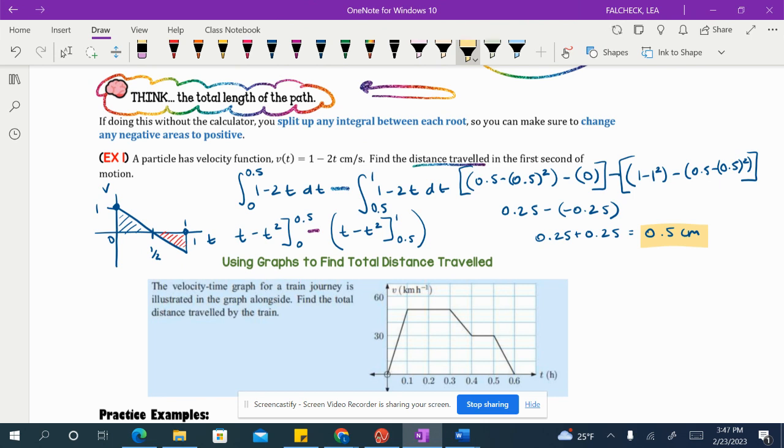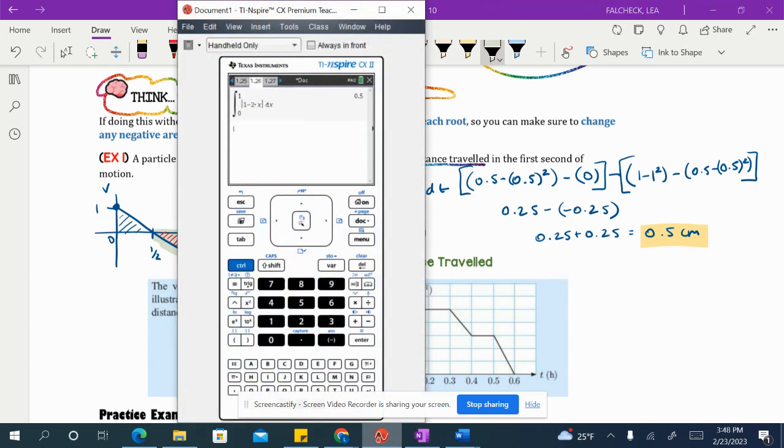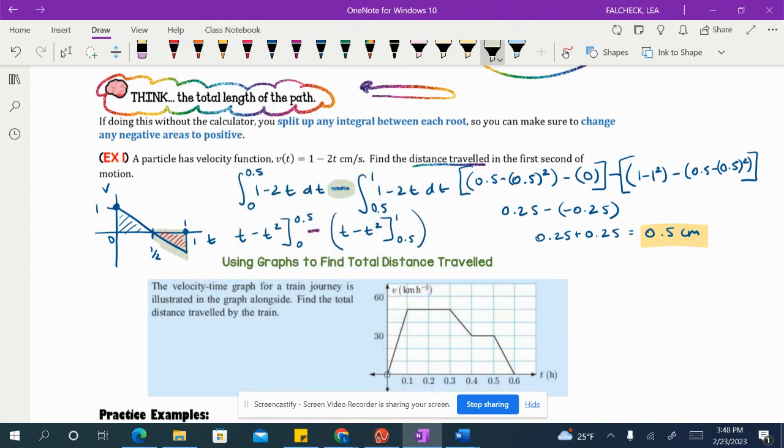So let's go ahead and check that on our calculator. Remember, when we did this by hand, we subtracted the negative area on the graph in order to avoid having to use absolute value by hand. When we're typing it into the calculator, we are going to put those absolute value bars in though, and we got the same answer, so we're good.